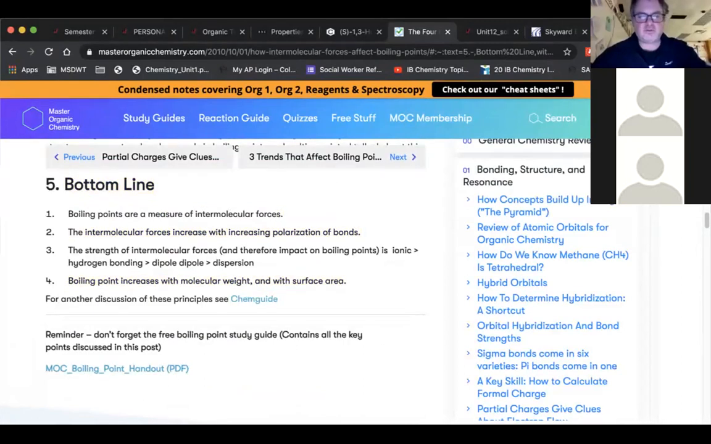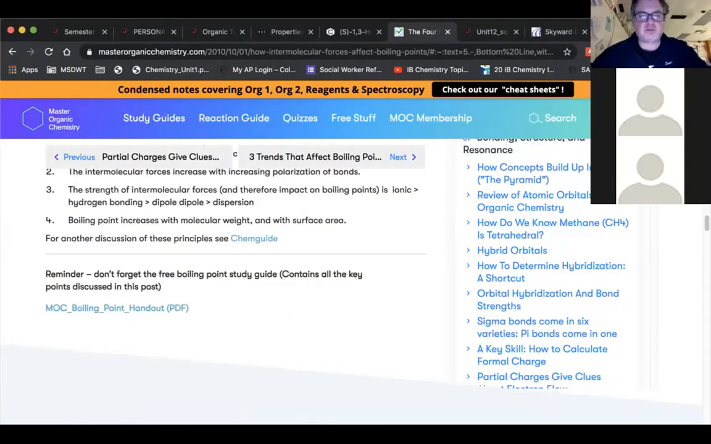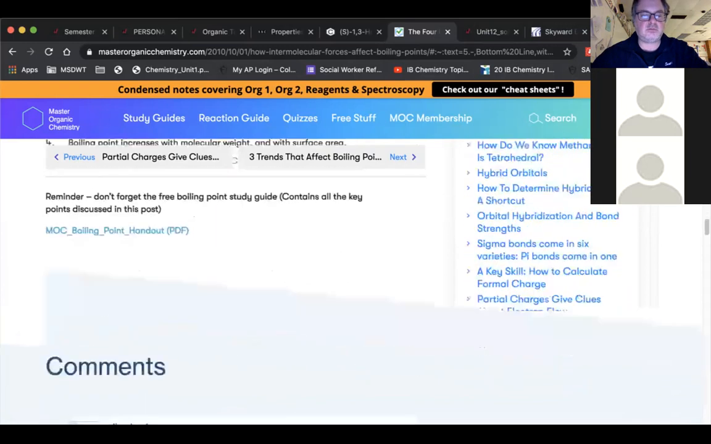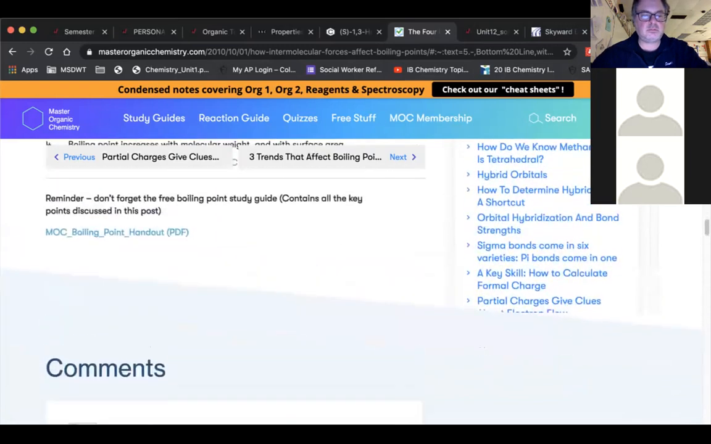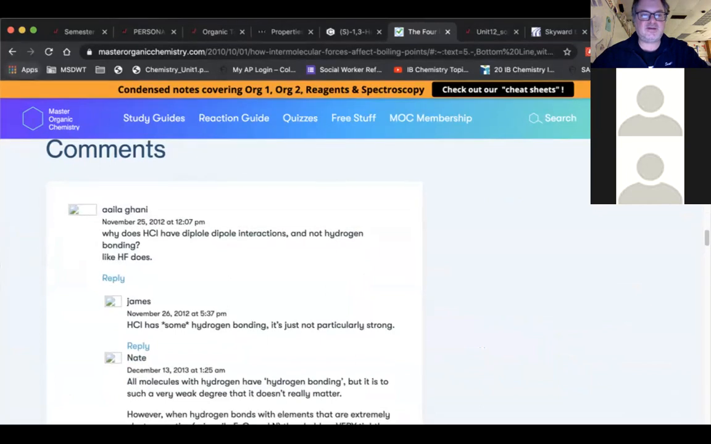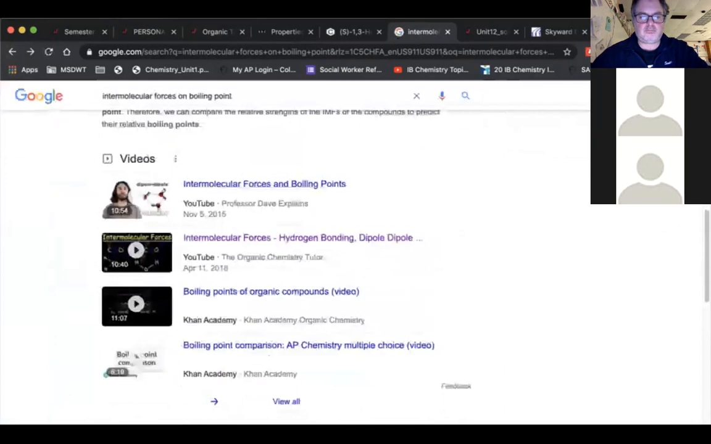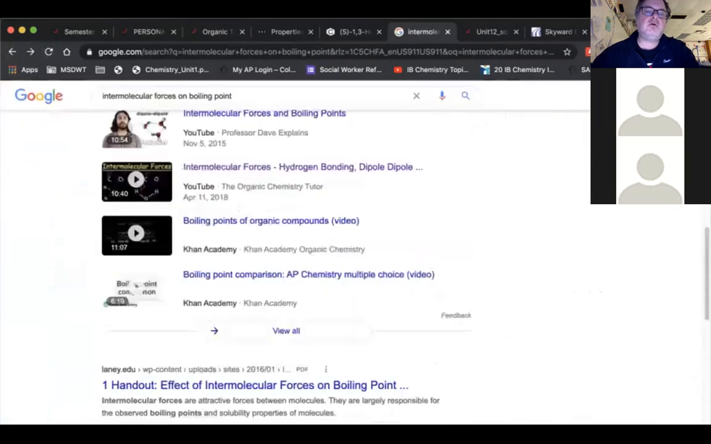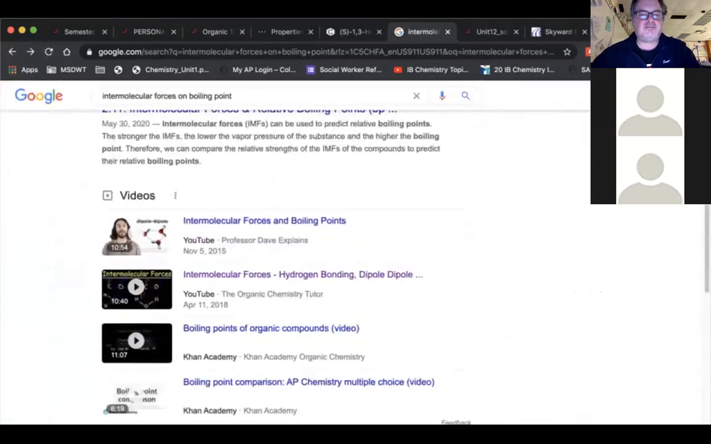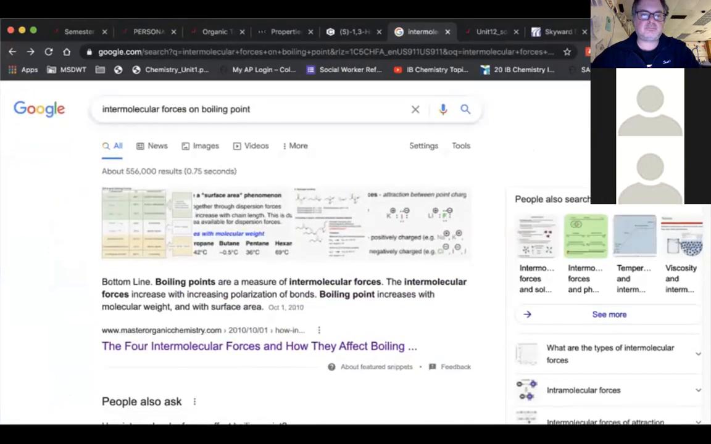Cool. Boiling points are a measure of intermolecular forces, and that's the van der Waals stuff that you're talking about. Intermolecular forces increase with the polarization. Yes, the strength of intermolecular forces, we're dealing with hydrogen bonding for some of these. Boiling point increases with molecular weight. All of these things are known. I see you have comments on it. Weird. You couldn't find any other things that affected boiling points? That's what you're saying? Yeah.